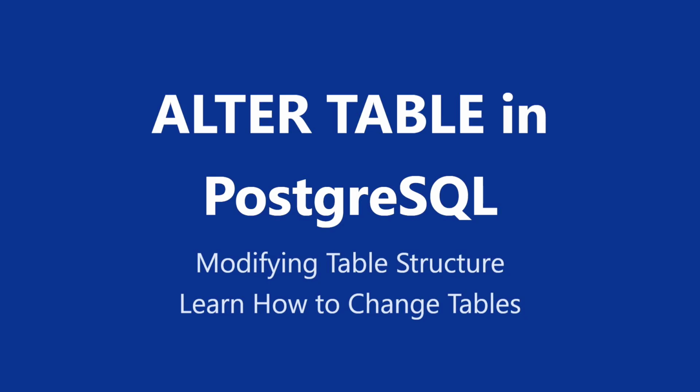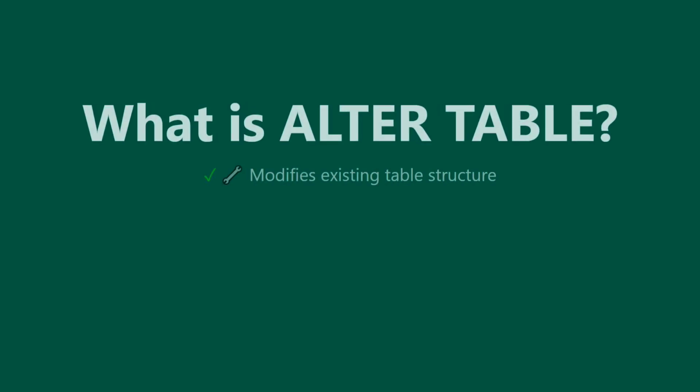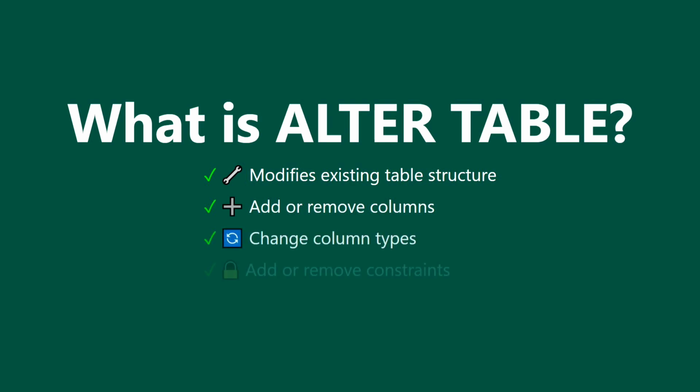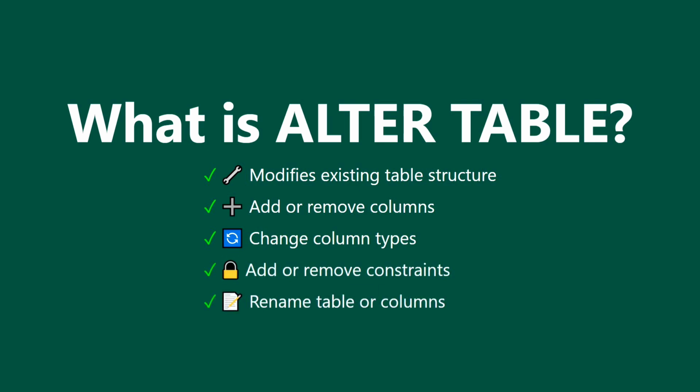So what happens when your perfectly designed database needs to change? We have the ALTER command. This is a powerful command that lets you modify existing table structures without losing the data. We can add or remove columns as the application evolves. We can change the column types when we need different data formats, and add or remove constraints to maintain data integrity, and even rename tables or columns to keep the database organization clear and consistent.